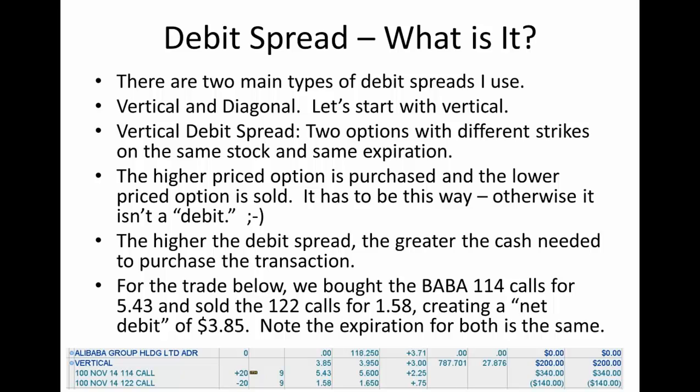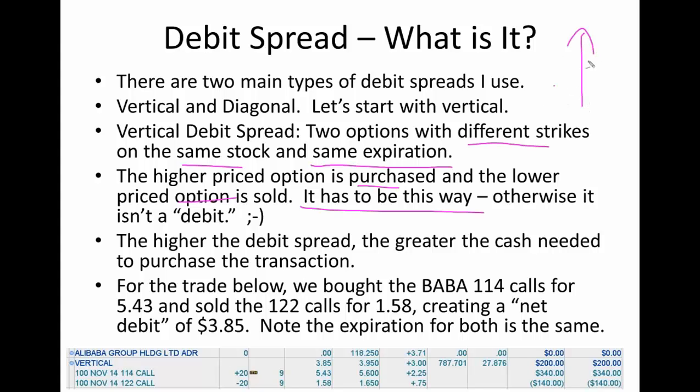So a vertical debit spread is two options with different strikes on the same stock with the same expiration. The higher priced option is purchased and the lower priced option is sold. It has to be this way, otherwise it's not a debit. Now this might be confusing. When I say the higher priced option, I don't mean the higher strike.